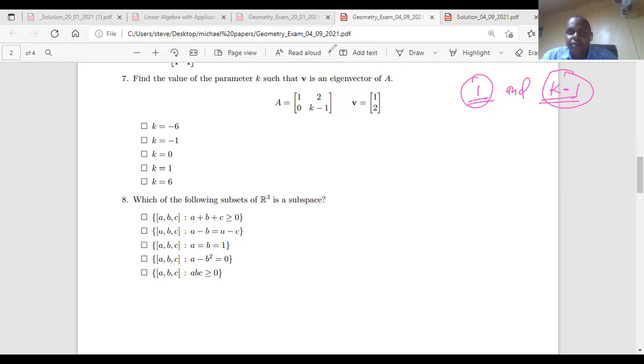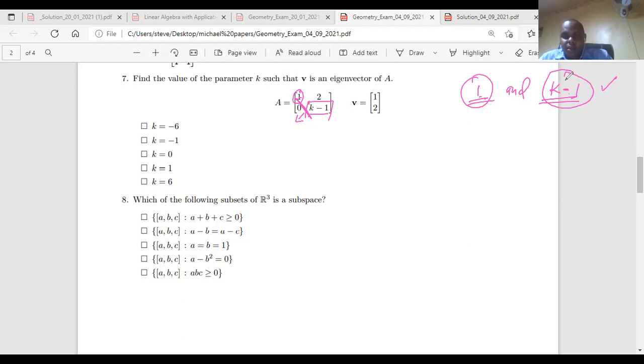Could you explain quickly the upper triangular matrix? It has zeros below the diagonal line. There is nothing below the diagonal line. So if there is nothing below the diagonal entries, then the entries on the diagonal become your eigenvalues. And so 1 and k minus 1 became our eigenvalues.